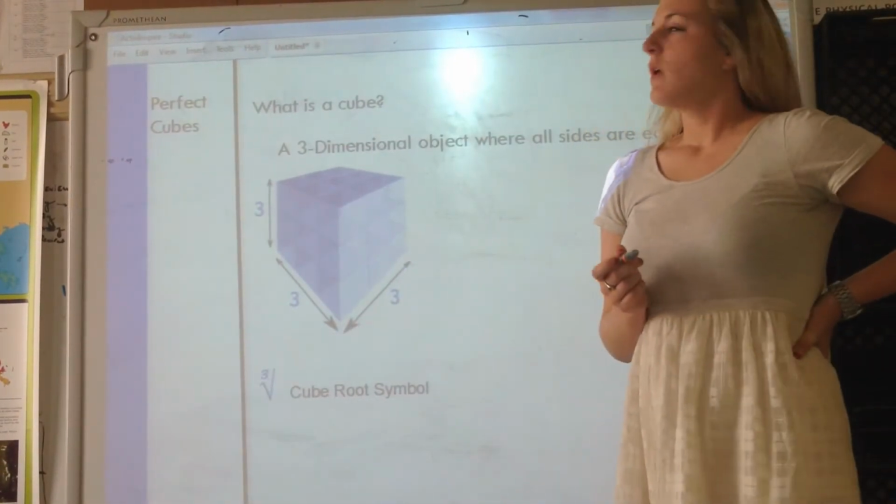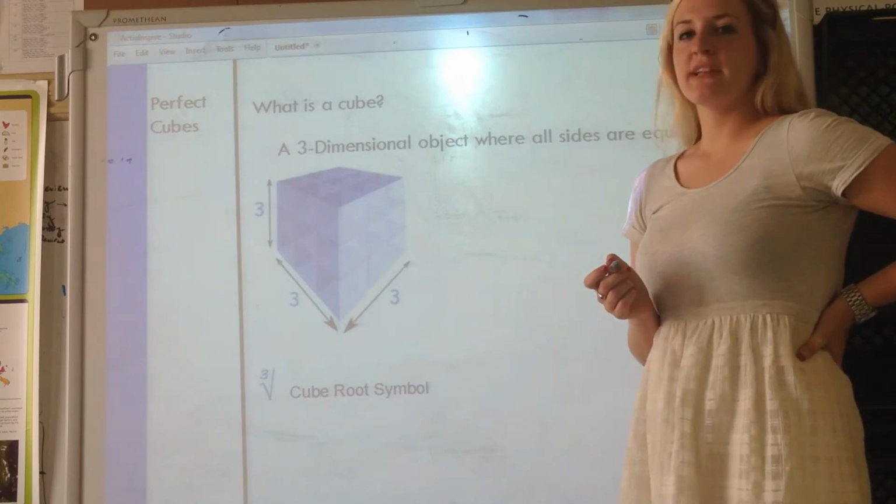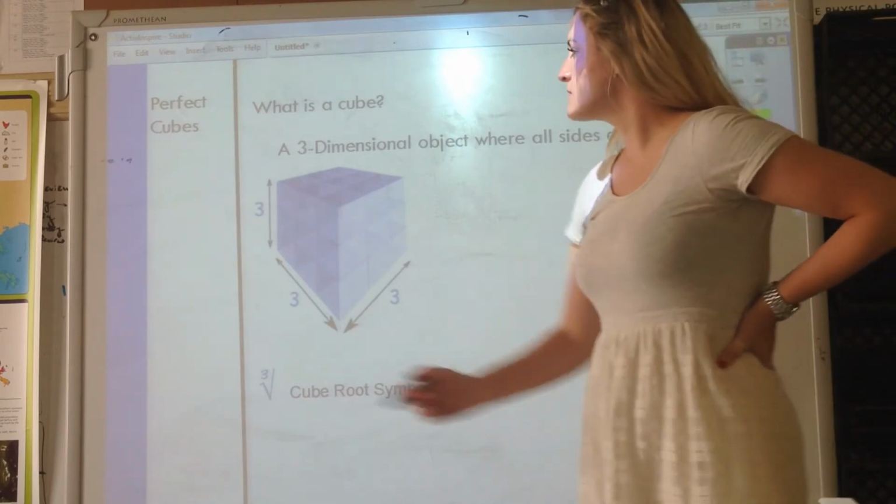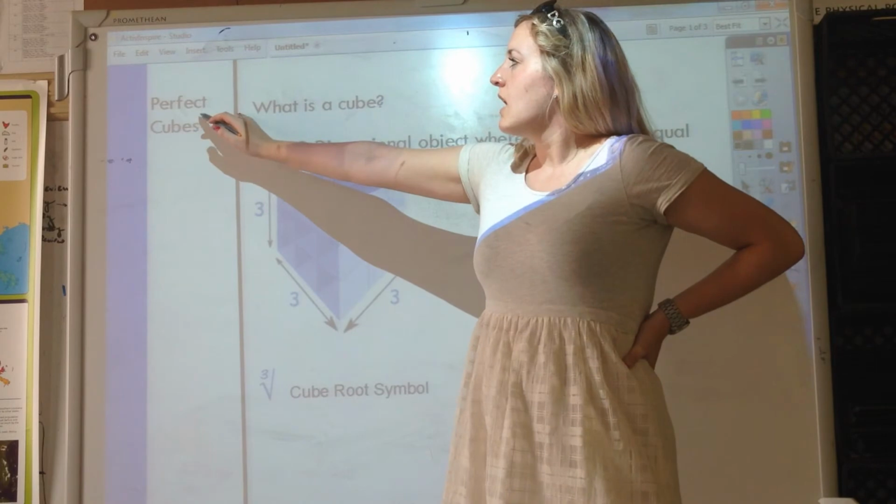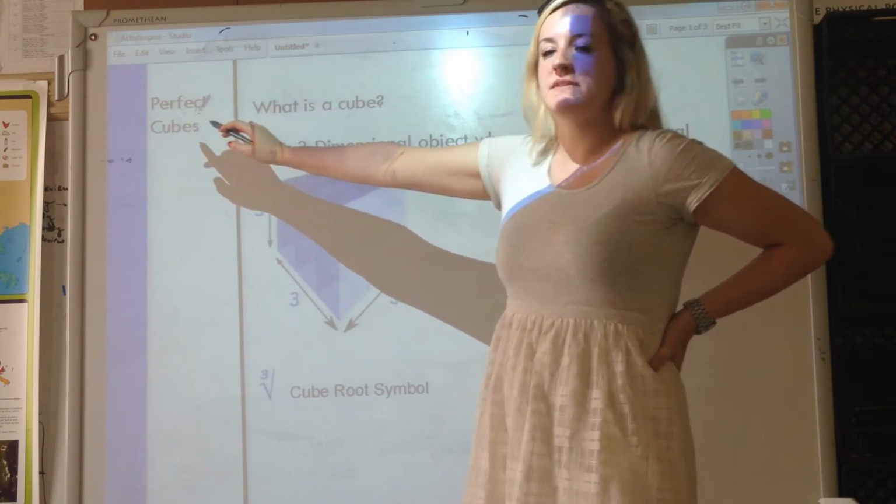Hey seniors, today we're going to talk about the idea of perfect cubes. So I want you to go ahead on your notes page, draw your line on the left hand side, and go ahead and write perfect cubes in the top left hand corner.